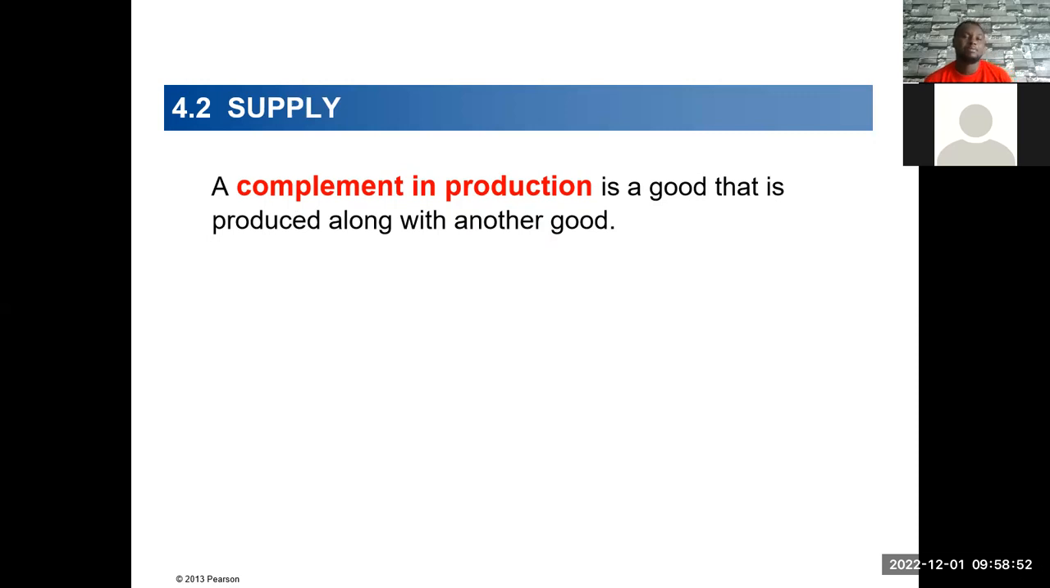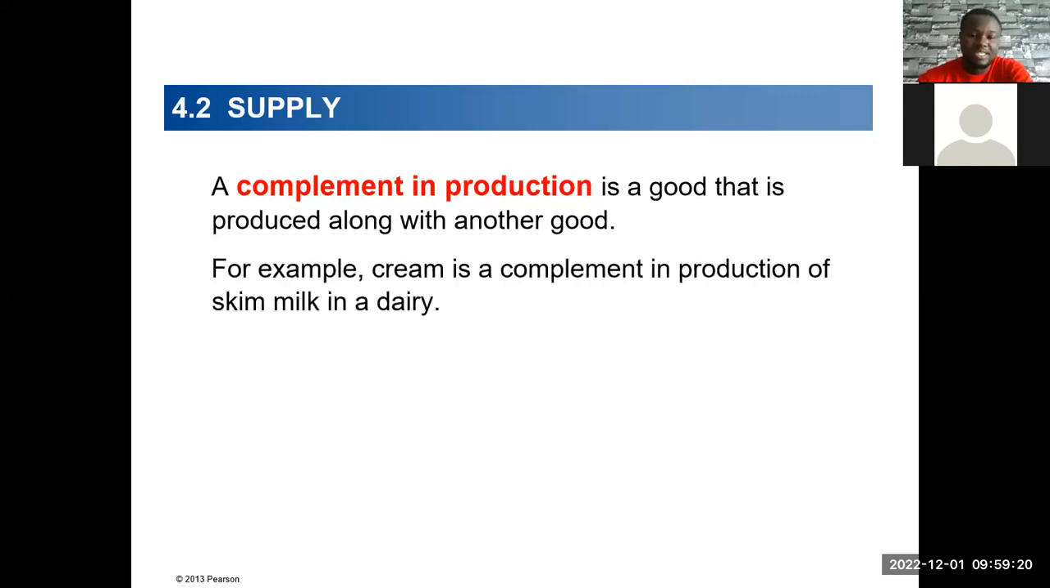So let's take the palm oil and then the palm kernel. Assuming there's an increase in the price of palm oil, we have to produce more palm oil, right? And as a result, we automatically produce more palm kernels. So an increase in the price of one will cause an increase in the supply of the other. And then a decrease in the price of palm oil will reduce its production. And as a result, the production of palm kernel too will reduce. So you see how it works.